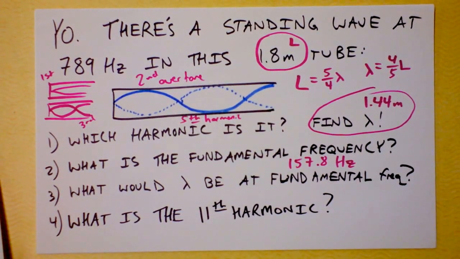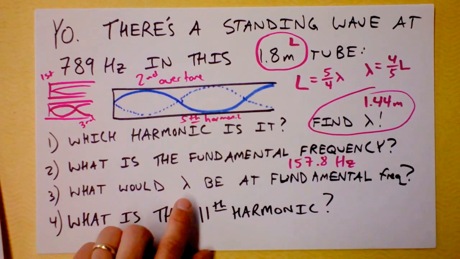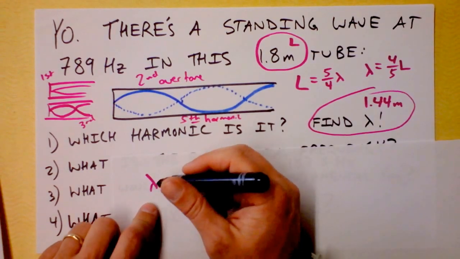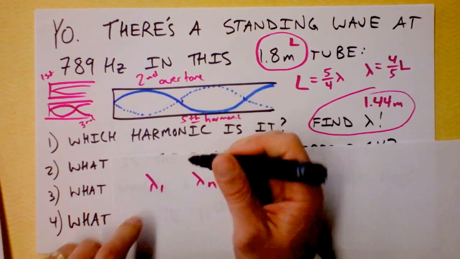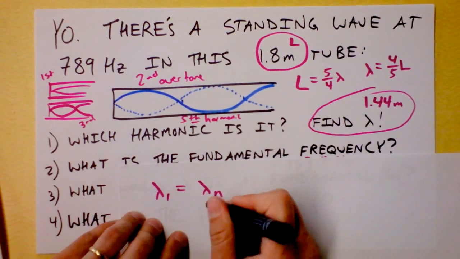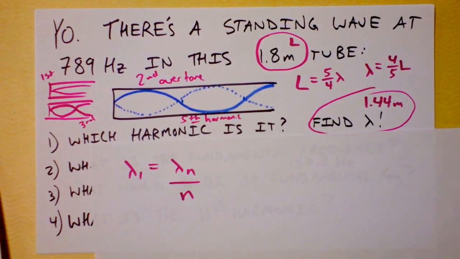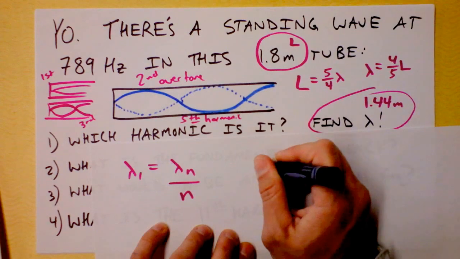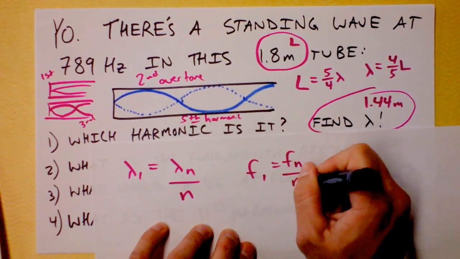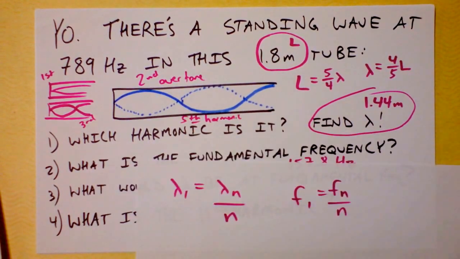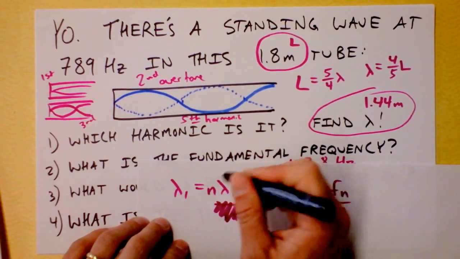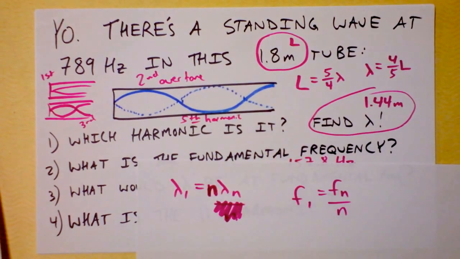Sure. But I'm asking you about lambda 1. Let's see if we can get a relationship between lambda 1 and lambda n. We said that lambda 1 had to be bigger than lambda n, so I guess it's going to be lambda n divided by n. Is that fair? Does that work with this other equation we developed, which says that frequency 1 is frequency n divided by n? No, it certainly doesn't work. We want this to be bigger! Remember, lambda 1 is supposed to be bigger than lambda 5, so we're supposed to do n times lambda n.